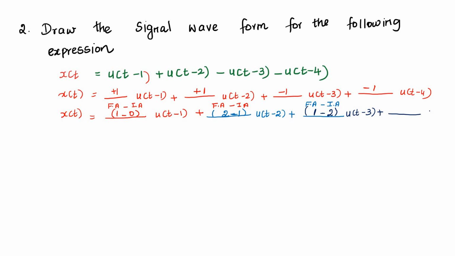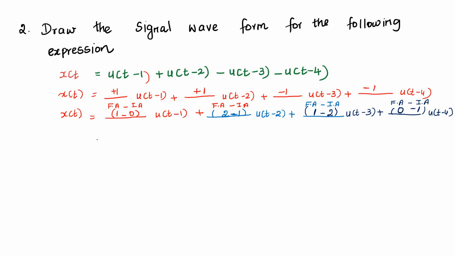And next, find out the final and initial amplitude for t minus 4. So final amplitude minus initial amplitude. In the previous case, the final amplitude is the initial amplitude for this case. Final is 1, so initial is 1. What's the net value? -1. So final amplitude should be 0. So all the values are known. Using this final and initial amplitude and using the delayed signals, we can draw the signal waveform.